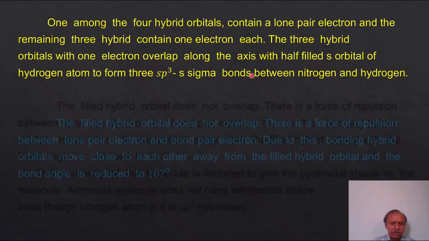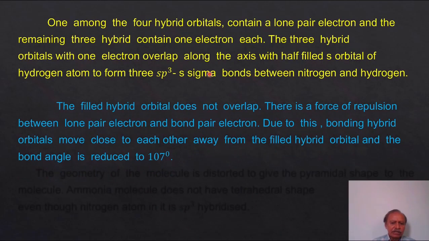Now this filled hybrid orbital does not overlap. As I told you, one among the 4 hybrid orbitals contains a lone pair of electrons, so that hybrid orbital is filled. It contains 2 electrons, so it will not form a bond. That means it will not overlap. The orbital containing the lone pair of electrons does not overlap; it remains as it is.